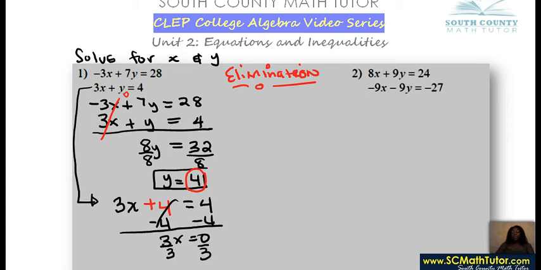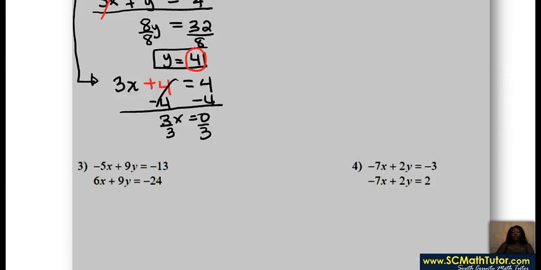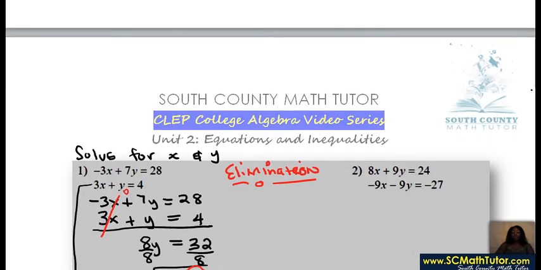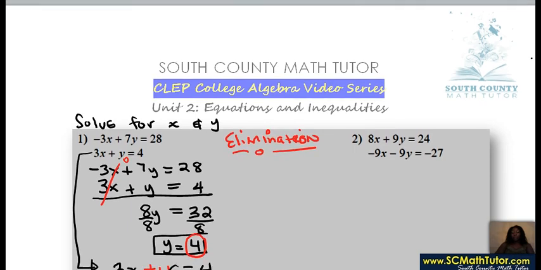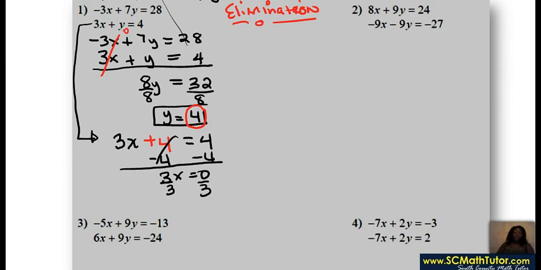So my variable x is obviously equal to 0. So y is 4, x is 0. This is an ordered pair: x is 0, y is 4.